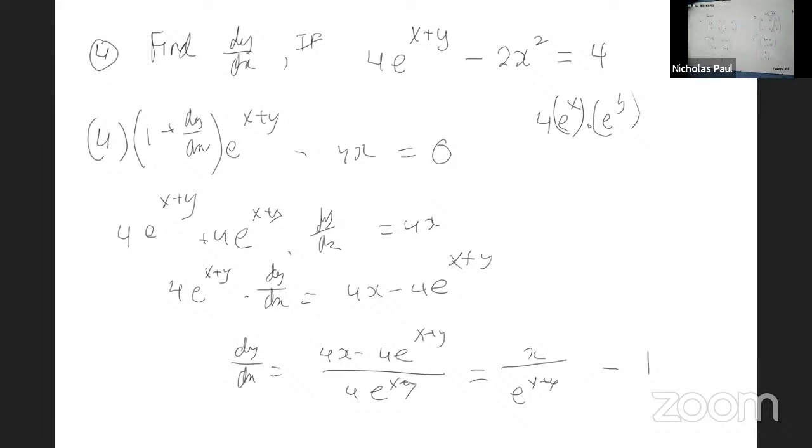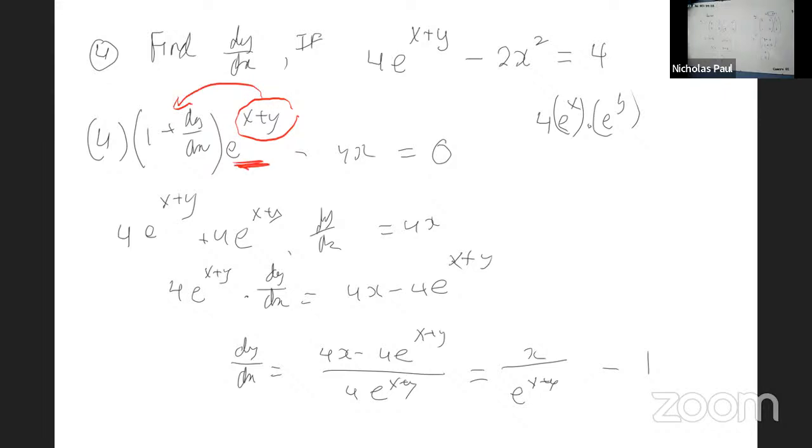Yeah, do it over again, no problem. So you differentiate the power. The power is x plus y. Take the differential of the power, put it in front, of course, and then write back e to the x plus y.